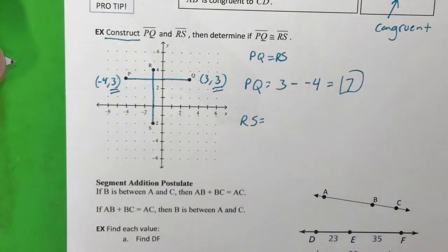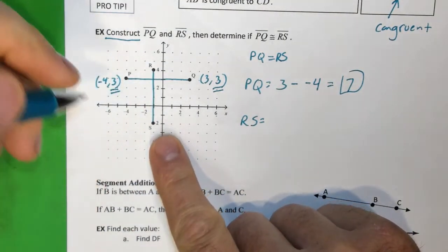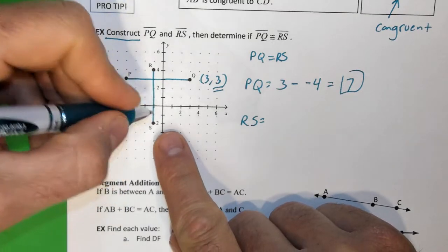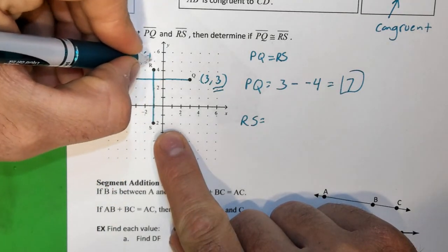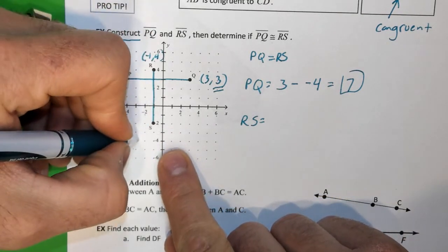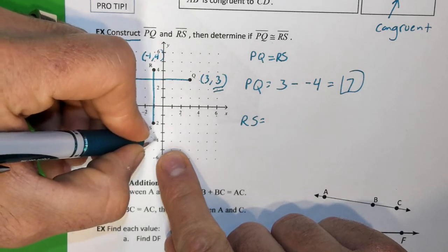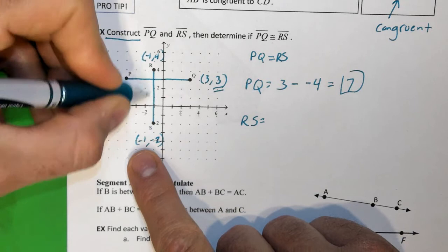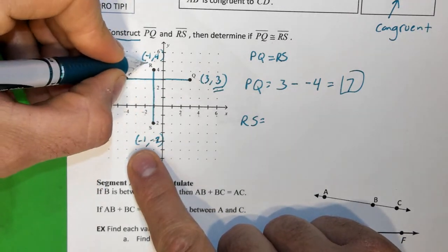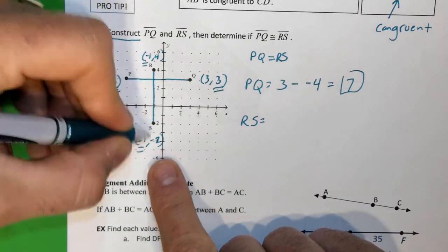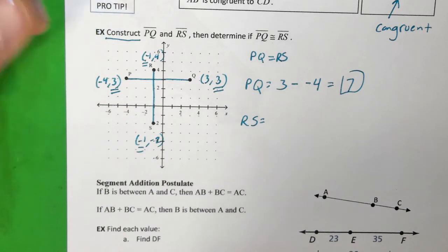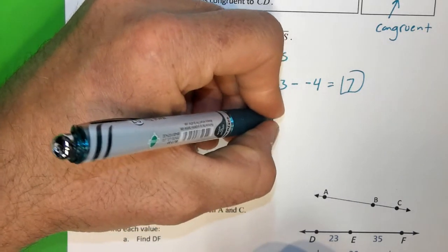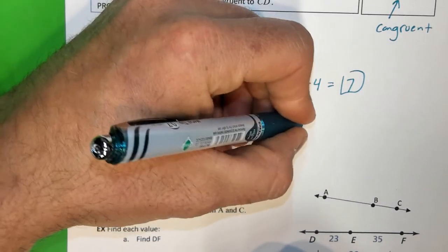Now let's do RS. RS is a vertical line, so you can do it in very much the same way. You can find out the location of R, which would be negative 1, 4, and S, which would be negative 1, negative 2. Now once again, they have a repeated digit. This is a vertical line, so the x values are going to be the same, and so you can do the same kind of max and min work. That would be 4, take away a negative 2.